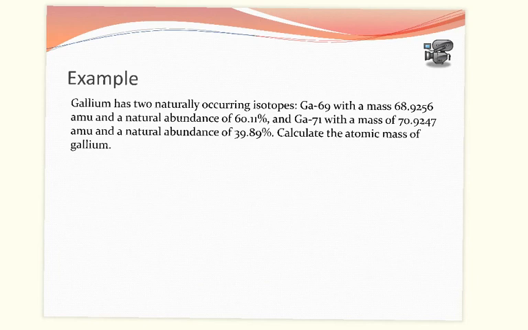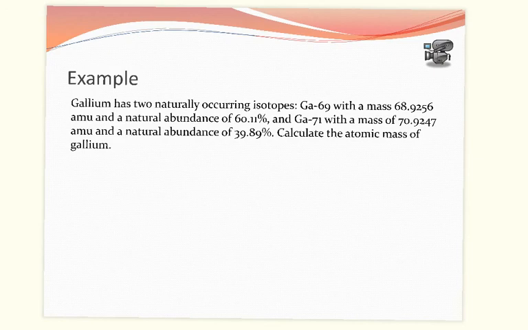So let's do an example using a real element with its isotopes. Gallium has 2 naturally occurring isotopes: gallium-69 with a mass of 68.9256 AMU and a natural abundance of 60.11%, and gallium-71 with a mass of 70.9247 AMU and a natural abundance of 39.89%. Calculate the atomic mass of gallium.